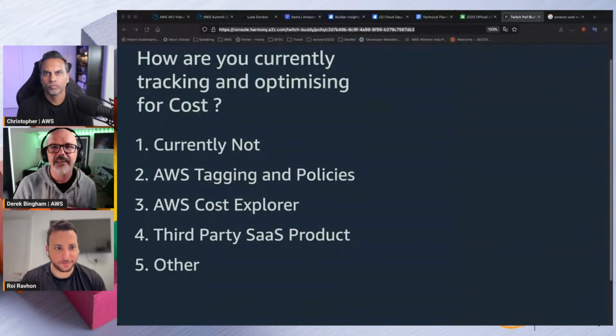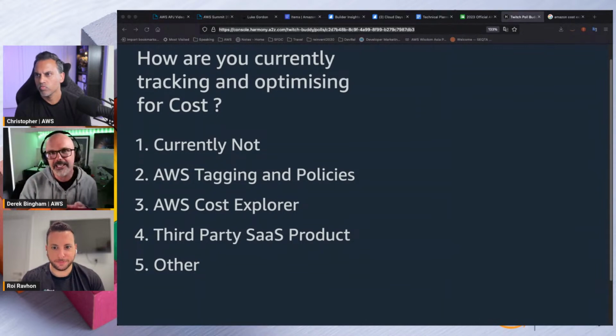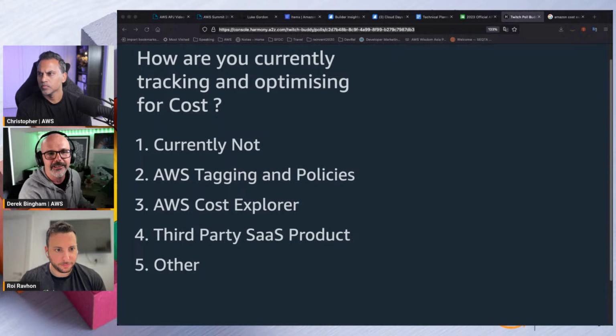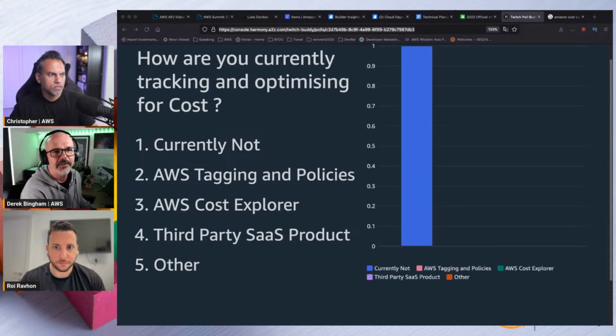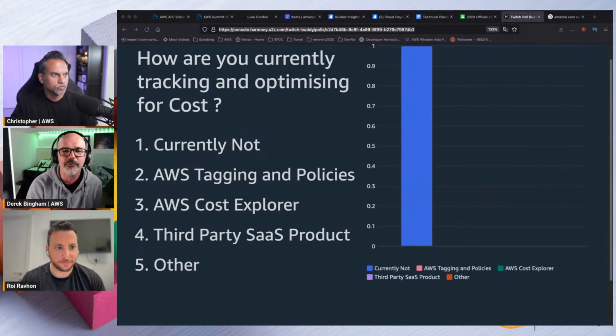And because we're talking about cost optimization and FinOps today, I've prepared a little survey. So if you're on the chat, this is for you. The way this works is if you have an answer to this question, put in the number in the chat. So 1 is, I am currently not using cost optimization. If I put in 1 in the chat and hit enter, you'll see that is my answer. So we're interested in how people are currently tracking cost optimization in AWS and how they are using it.